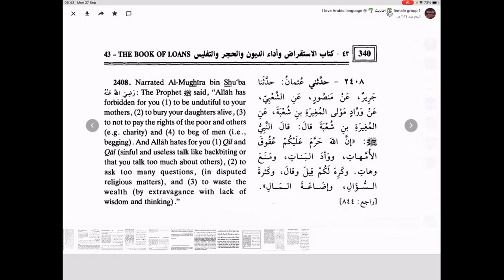Asking too many questions, especially with religious matters. Yes, too many questions also cause problems. And what is the next point? Wasting your wealth on things you don't need, buying too much, and spending unwisely.